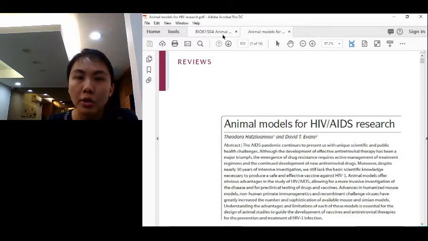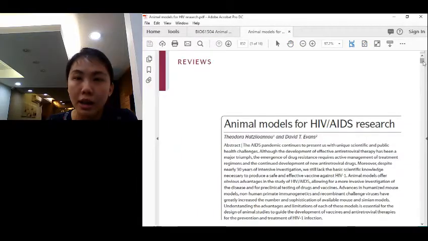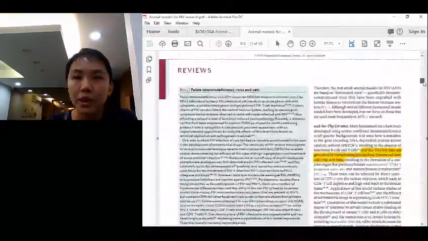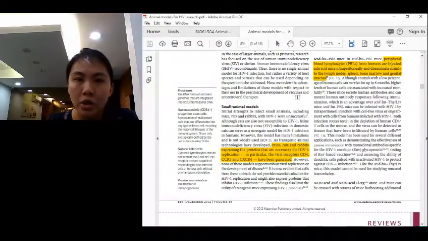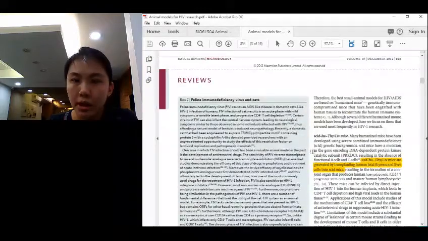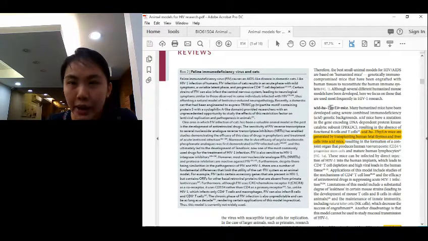So in order for us to better understand these models, we will look at a journal article. Okay, so let us go to the indicated section. For small animal models, we have mice, rats, rabbits, which are some typical models that they use. We are looking into the mouse model currently. So what do you mean by SCID, HU, THY, and LIV mice?